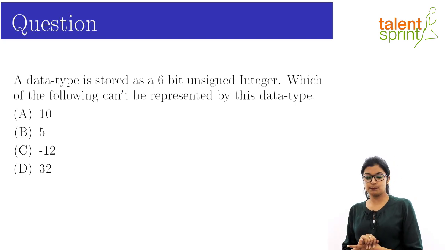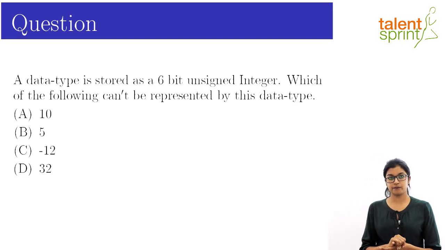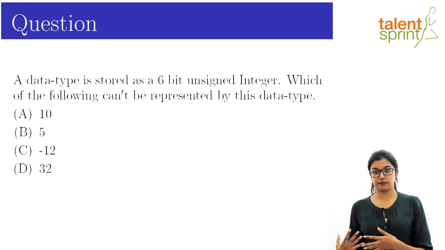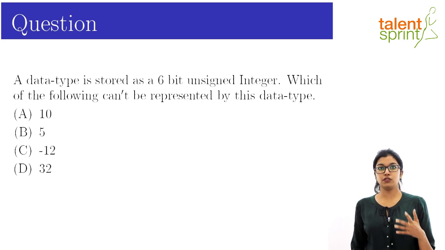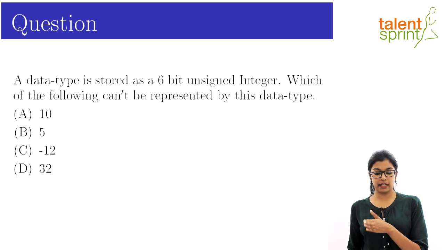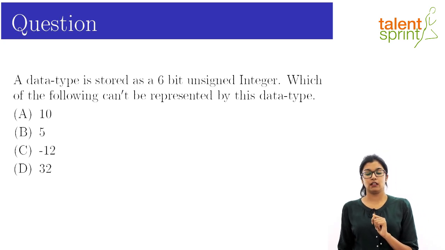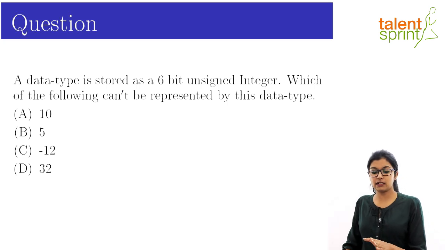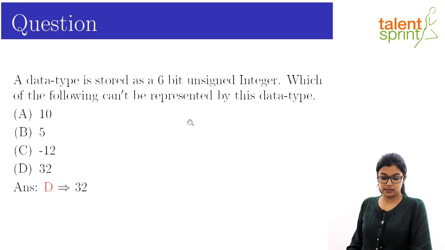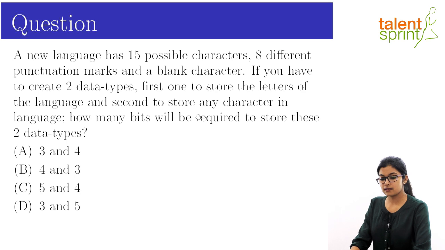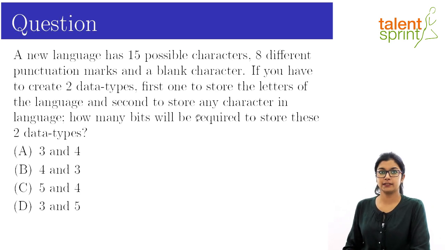So you have a 6-bit unsigned integer. So unsigned integer will represent negative as well as positive. Okay. So again, use the same formula: 2 to the power 6 minus 1. And when you do that, you will get to know which number cannot be represented by a 6-bit unsigned integer. Right, 32.